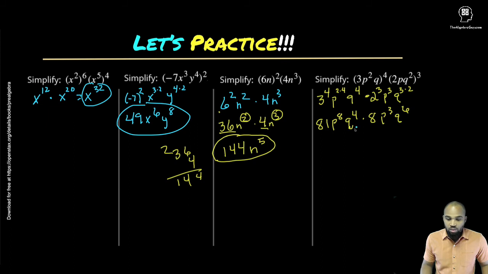Now I'm going to multiply my numbers together, 81 times 8. And I'm just going to use my calculator for that. What is 81 times 8? Let's see if I can find my calculator.